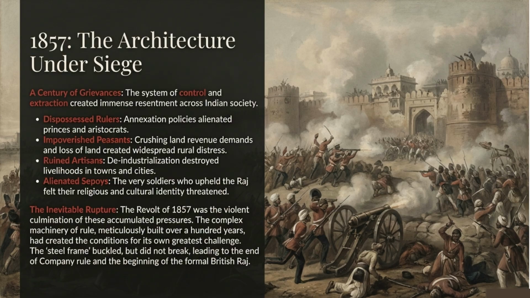By 1857, the architecture was under siege. A century of control and extraction created immense resentment among dispossessed rulers, impoverished peasants, ruined artisans, and alienated sepoys. The Revolt of 1857 was the violent culmination, leading to the end of company rule and the beginning of the formal British Raj.